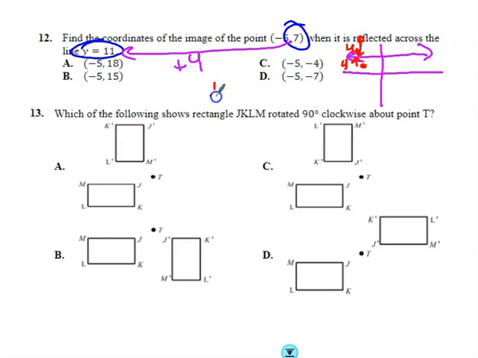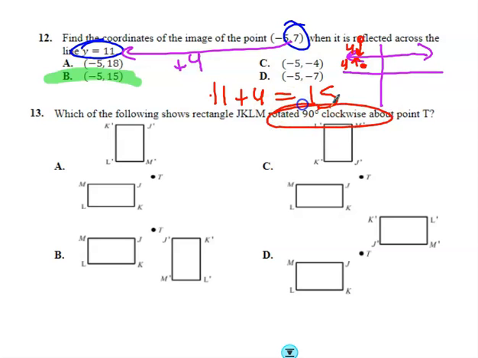Okay? So what is 11 plus 4 the other way? Well, that would be 15. So the new y value is 15. So that would be B. Okay? The x doesn't change. The y, you're going to flip it across the y equals 11, that straight line.